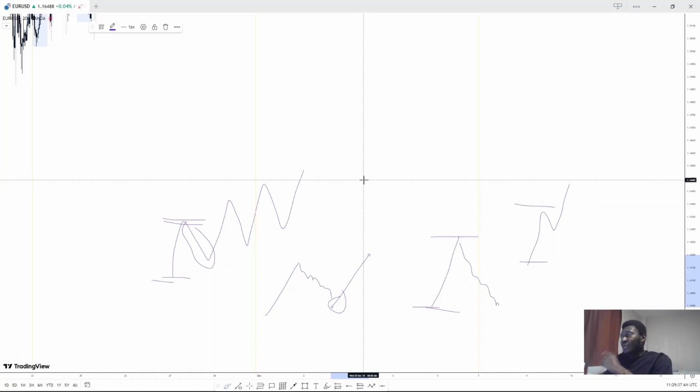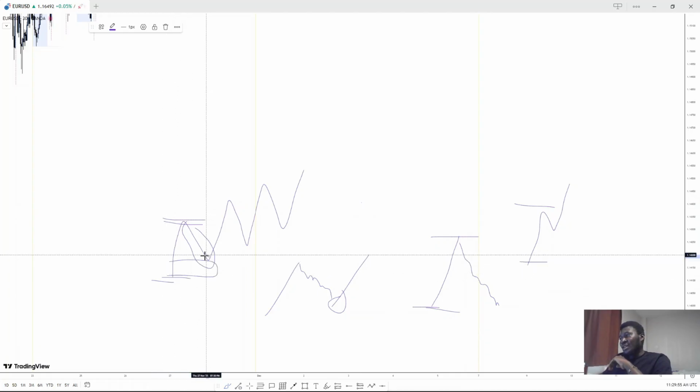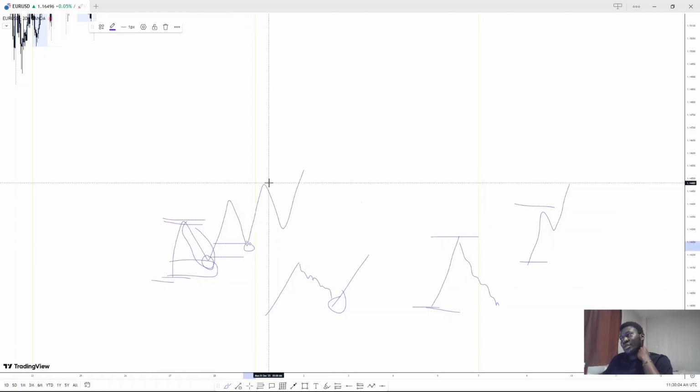So POIs are areas that price actually sets in before the impulsive move happens. So let's say you have a push, price comes down, your POI is this whole zone here, where price sits before another impulsive move comes. The POI will be here. Price sits before an impulsive move.